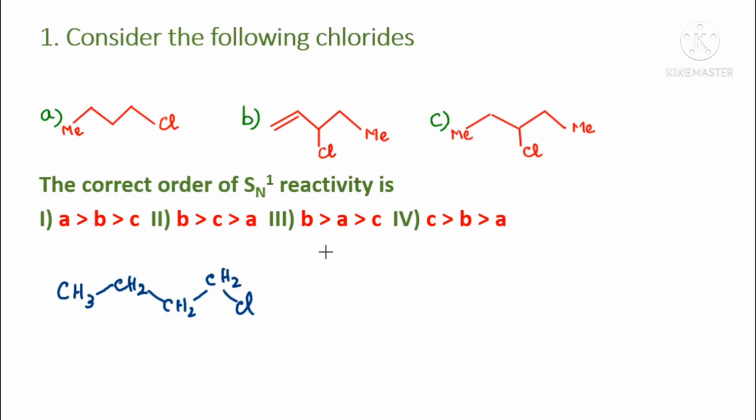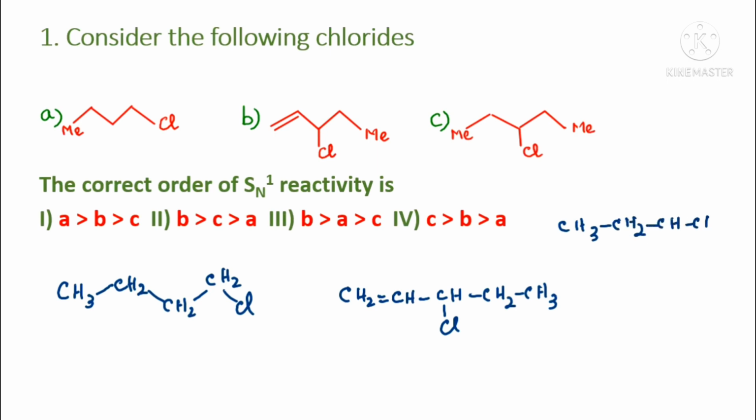Then what is B? B is CH2 double bond CH, CH, Cl, then CH2, then CH3. This is the second compound, and we'll write the third one: CH3, CH2, CH, then CH2, then CH3, with Cl on the CH. So this is the third compound.